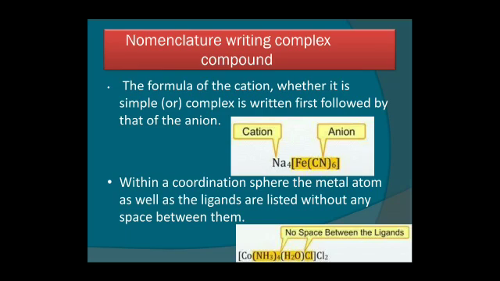Number 2: ligands are listed alphabetically before the metal prefix. The number of particular ligands is ignored when alphabetizing. Suppose we are writing the name of any compound, so ligands are listed alphabetically. Whatever ligands are there, they will be written in alphabetical order. Like we have the compound [Co(NH3)5Cl]Cl2.